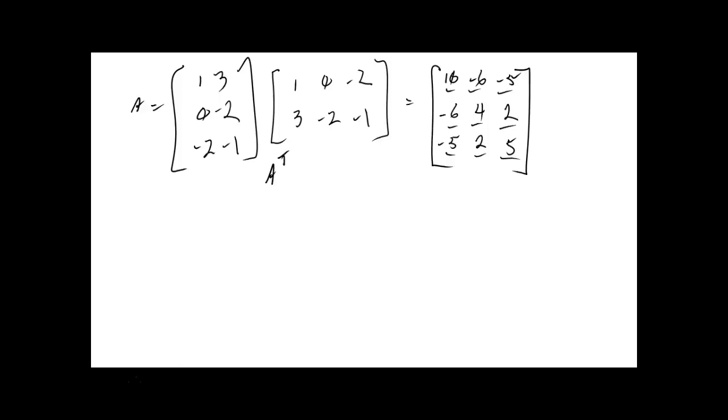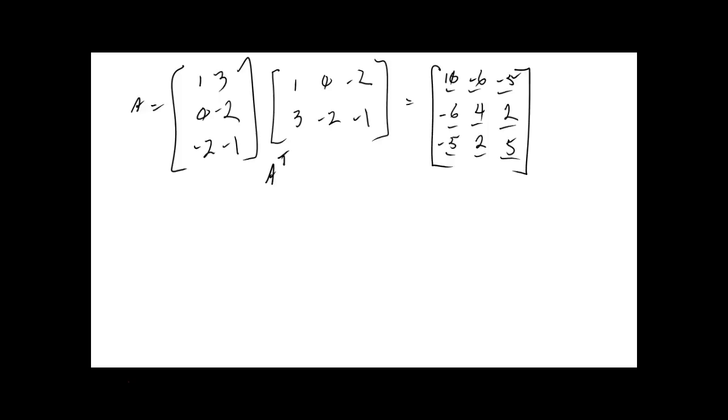So, when you multiply a matrix by its transpose, you're going to get a symmetric matrix. And frankly, you can always do that because a 2 by 3 will always multiply by a 3 by 2. And m by n always multiplies by n by m, whatever those sizes are.